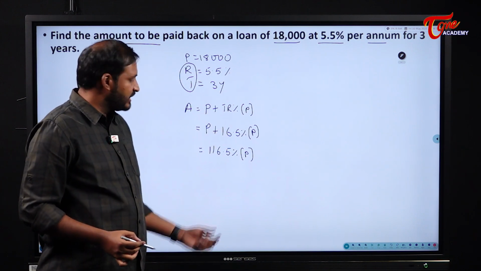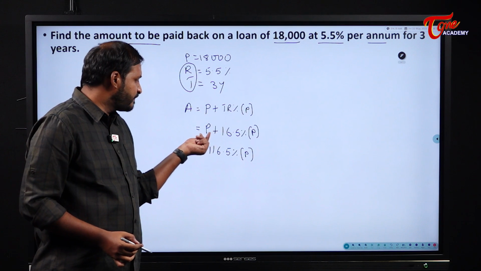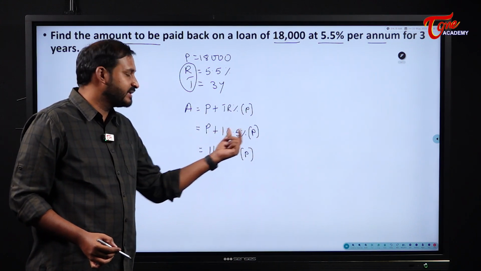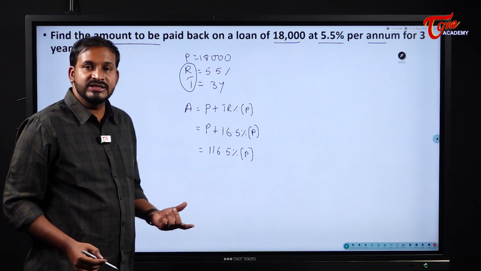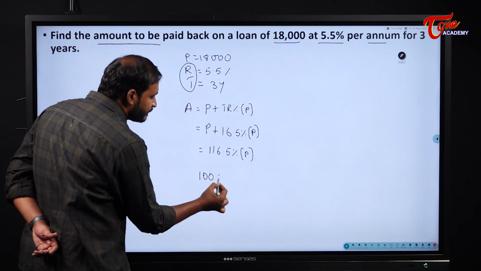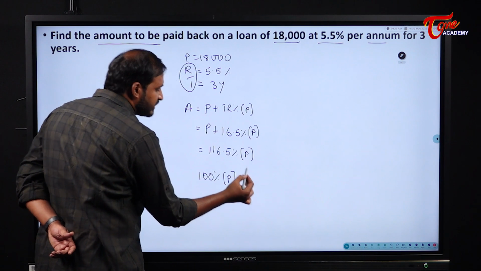116.5 percentage of P. Am I correct? Why? Because P means 100% of P. 100% of P plus 16.5 percentage of P becomes 116.5 percentage of P. That means, given what is 100% of P? P or 100% of P, both are the same students.